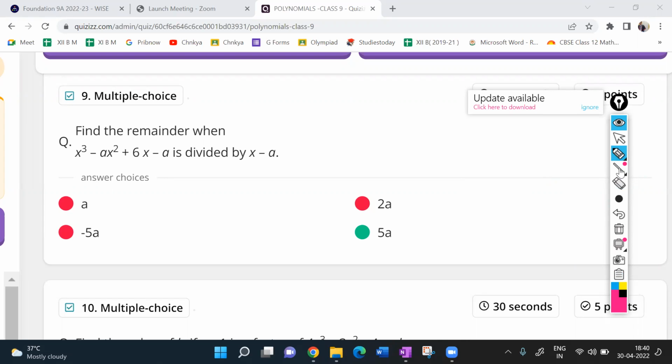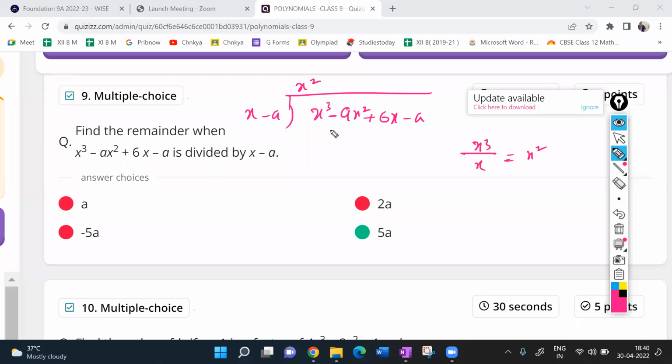Sir, I actually got 5a, but I didn't check if it was minus 5a or normal 5a, and I kept on the minus, sir. When it's divided by x minus a, right? No problem. What I told, the first term x cube divided by x square. The first term should be x square here. Remainder, right? So x square into x minus a, x cube minus a x square, and that's it. Right? This 0, 0. Now subtract here, plus minus minus. This will get cancelled. This will get cancelled. 6x minus 0.